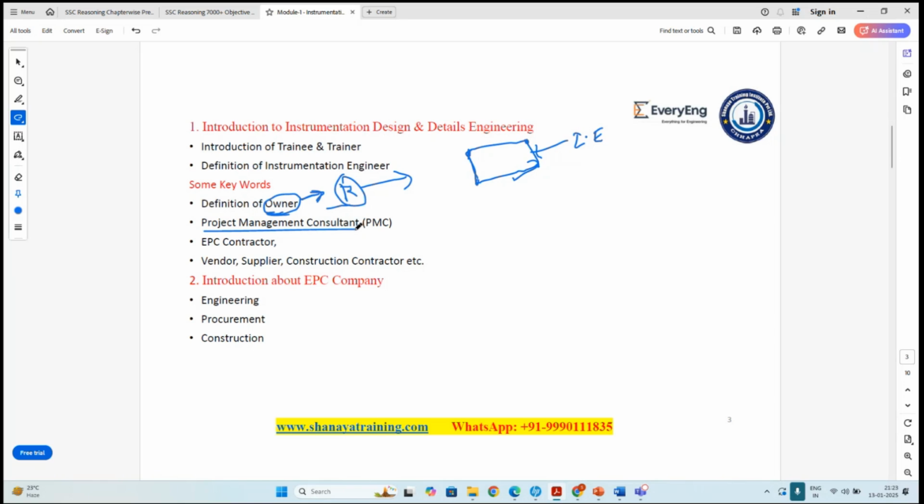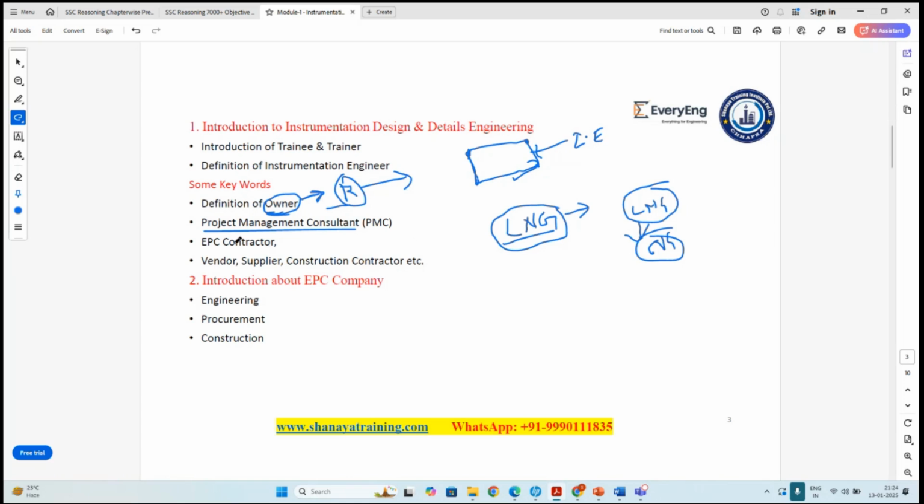Now, who is that PMC? Who can be PMC? Suppose the owner has decided to set up a project for LNG. LNG is liquefied natural gas. The natural gas which is extracted from the sea is converted into liquefied natural gas to reduce the volume, and then it is transported to different parts of the world. After it reaches its destination, this LNG is converted back into NG.